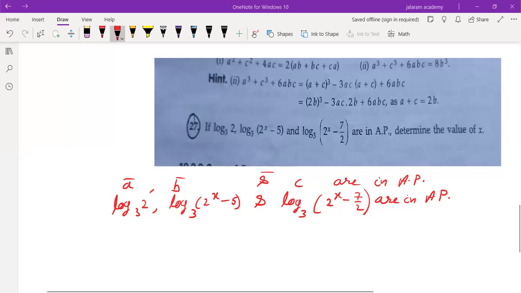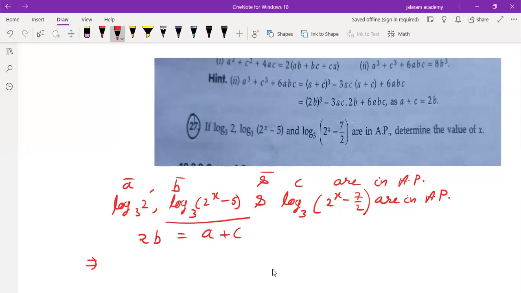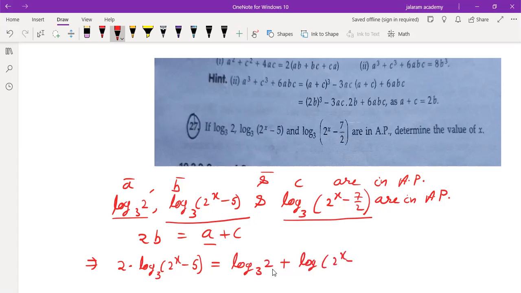We have discussed all the properties of arithmetic progression in previous sessions. So we know that if A, B, C are in AP, then twice the mean equals the sum of extremes. Now the mean is log of 2 to the power x minus 5 to the base 3. So 2 into log of 2 to the power x minus 5 to the base 3 equals A, the first term, log 2 base 3, plus the third term, log of 2 to the power x minus 7 by 2 to the base 3.